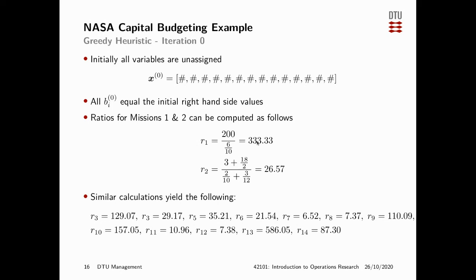Okay, so based on the ratios, mission 1 is more attractive. It's giving me the best return on the objective per unit invested. All of the ratios are given down here, and we look at the ratios. We identify the one that's the largest. In this case, it's mission 13, and we set that variable to 1.